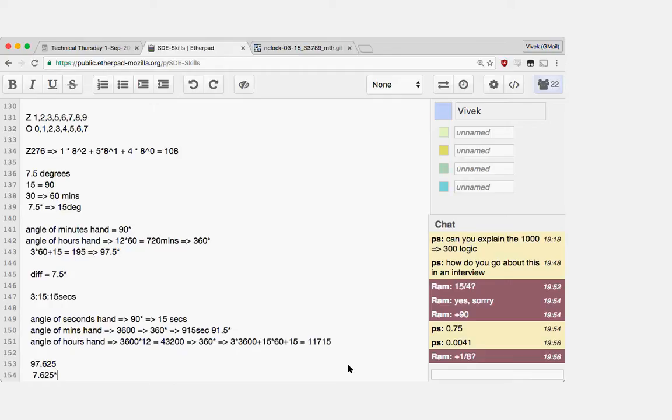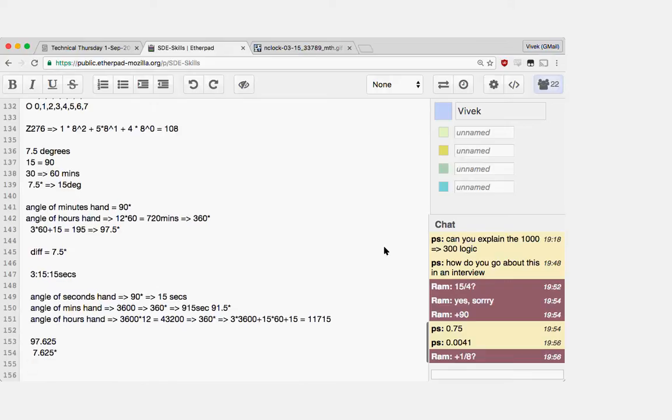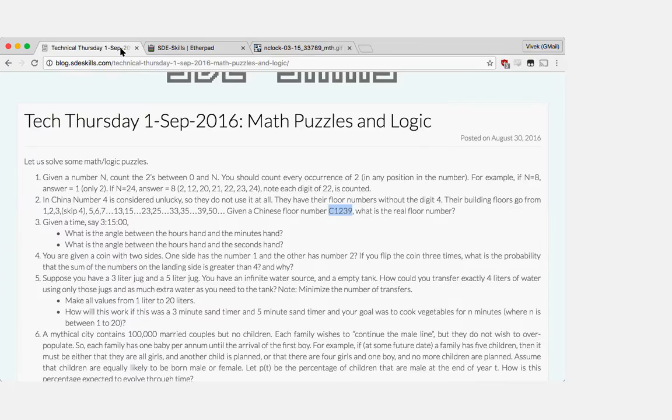Any concerns or questions on this one? This is a silly question, but I like it. I've seen it used so many times. It's just because everybody has seen a watch, they know how it looks. The basic logic is just to figure out how the hands move.